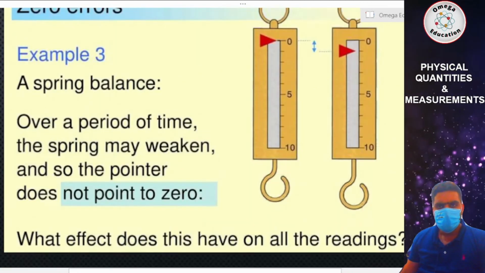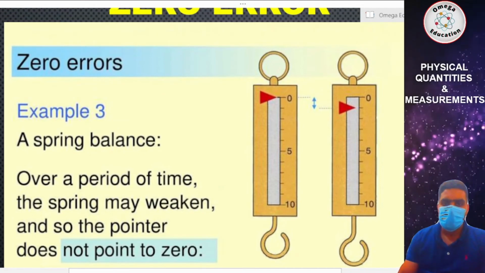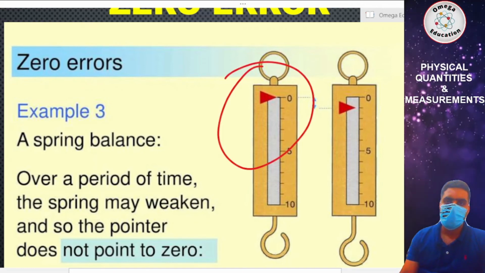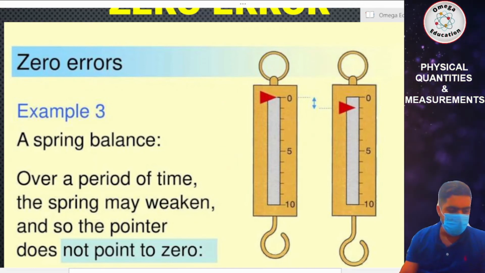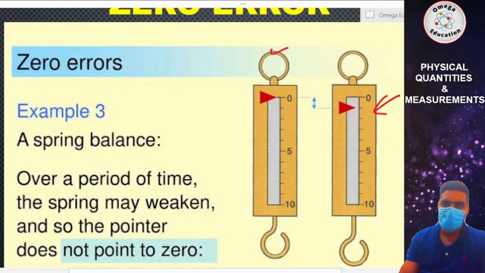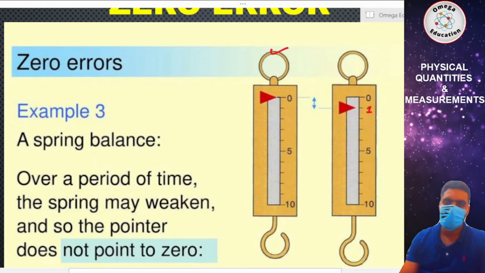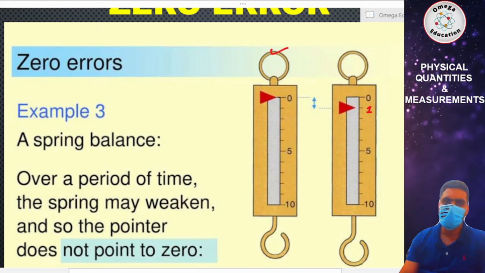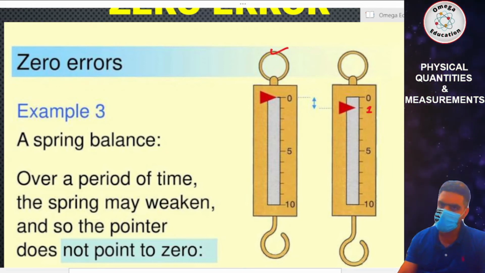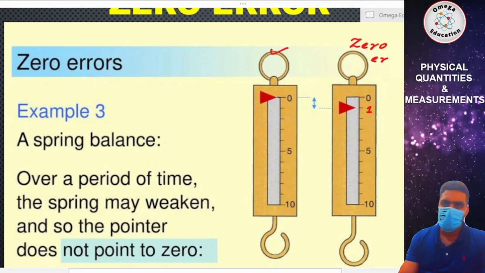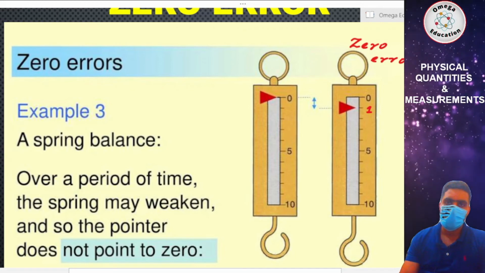So here is another example of zero error. All right, in this case, you see, this is a spring balance. When there's nothing attached with the spring balance, the reading is zero, as it should be. But in this one, when there is nothing attached with the spring balance, the reading is 1. So that means there is zero error in your spring balance, because if there is nothing attached, then it should be displaying zero. So this one, spring balance, has the zero error, and the one on the left has no zero error.